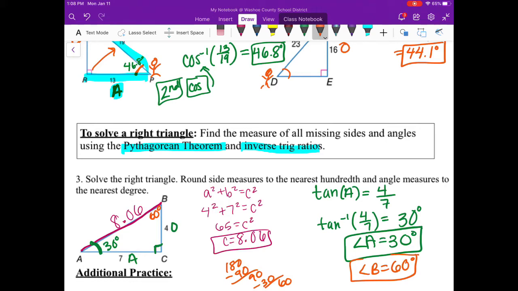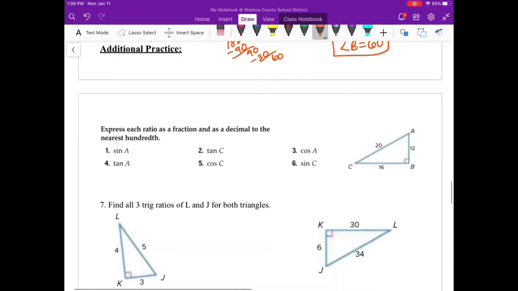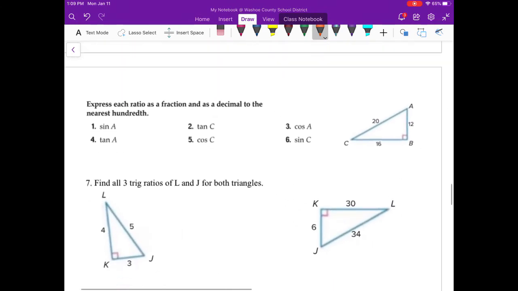That's what it means to solve a triangle: find what you're missing. Okay, so the rest of this packet is just going to be some additional practice. I'm going to give you some hints and we're going to do a few together, but you should just use your notes to go ahead and complete this for practice.